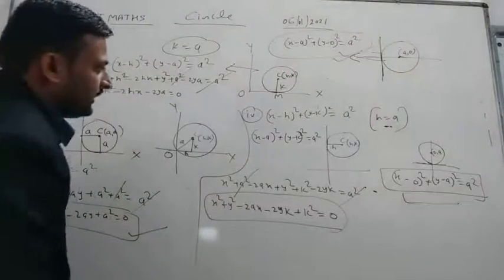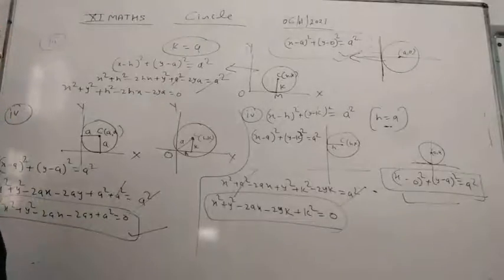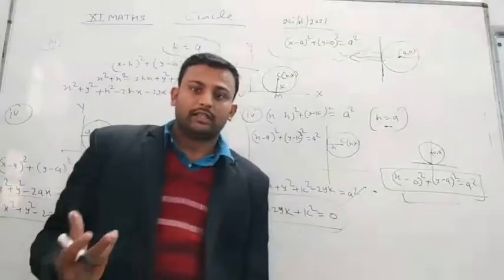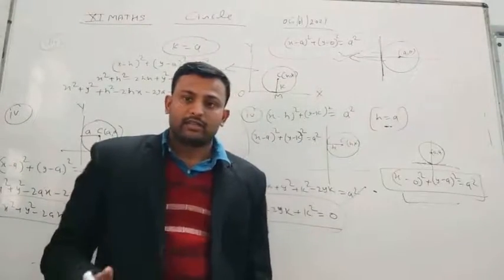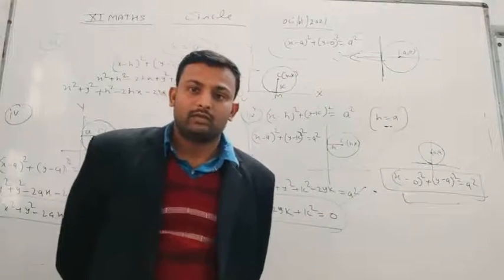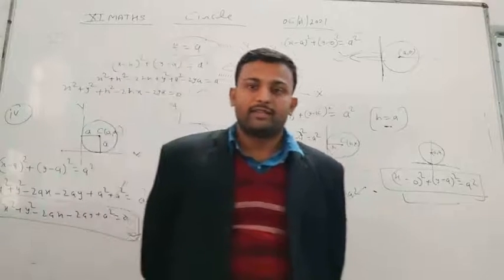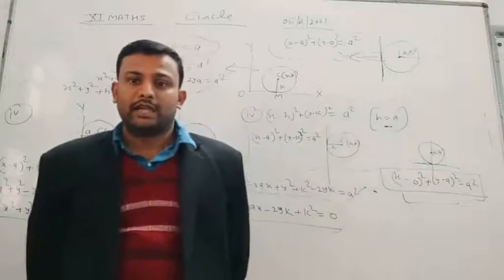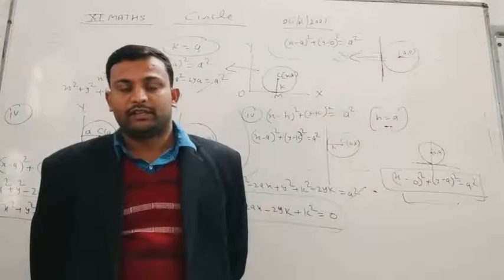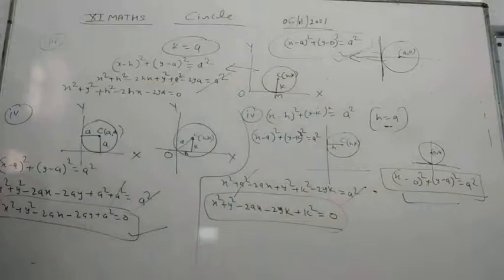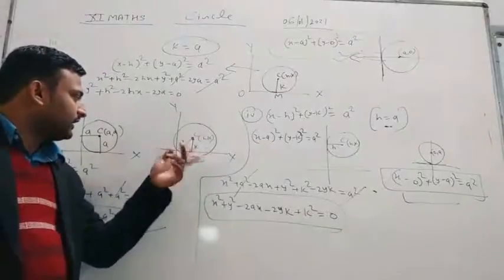Now, student, let's see once again our first case, when the standard equation of circle is (x minus h) whole square plus (y minus k) whole square is equal to a square. So when our center is (0, 0), then our equation will be changed into x square plus y square is equal to a square. So this is our first case. Our second case is when the circle passes through the origin.